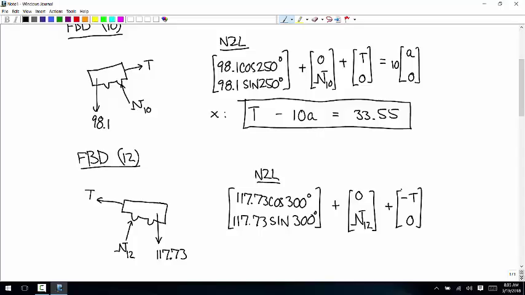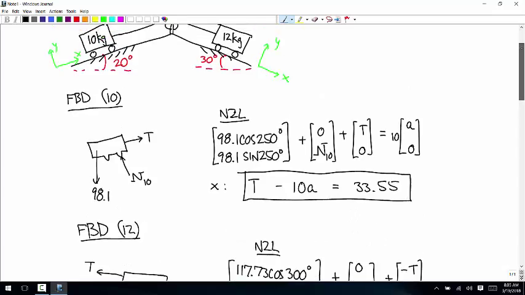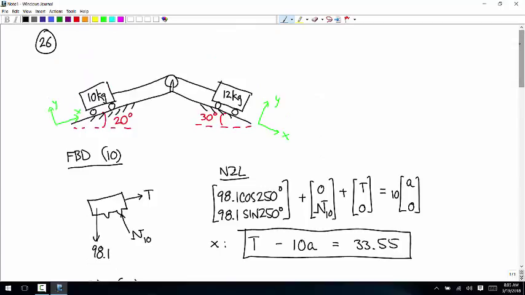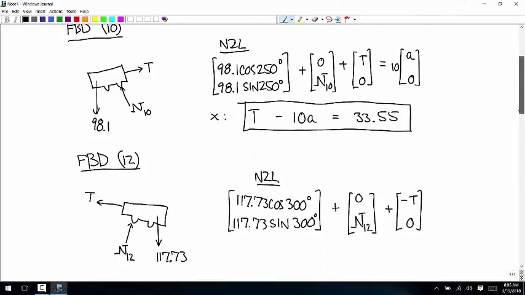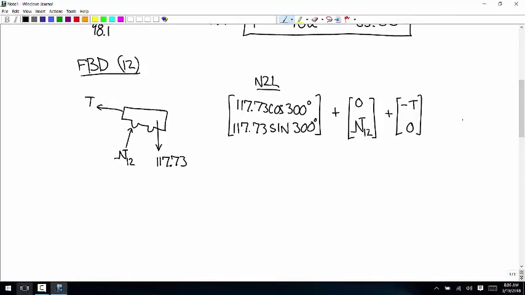And now, what's the relationship between the accelerations of the two? If this one moves an inch in its positive x direction, this one moves an inch in its positive x direction. So in this case, those accelerations are the same. The variable representation is the same. Anybody have any questions about that?